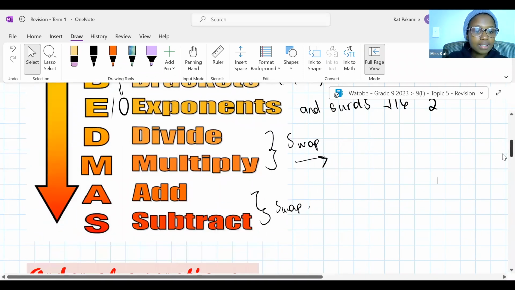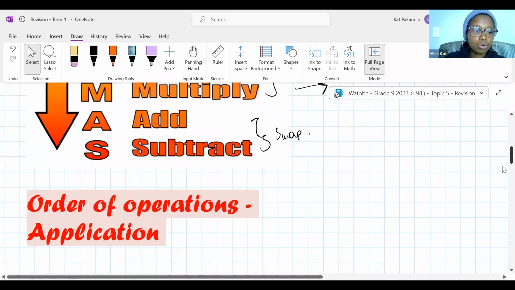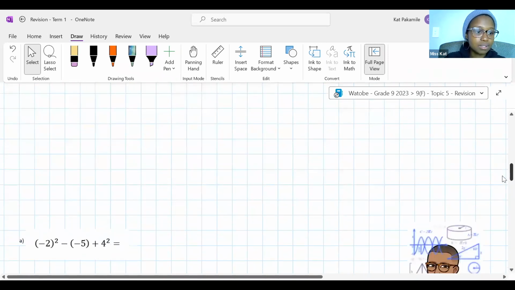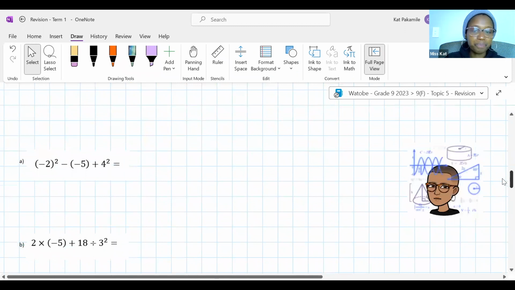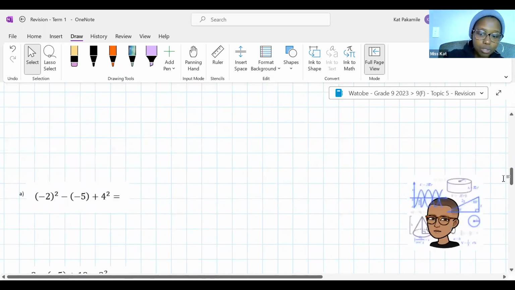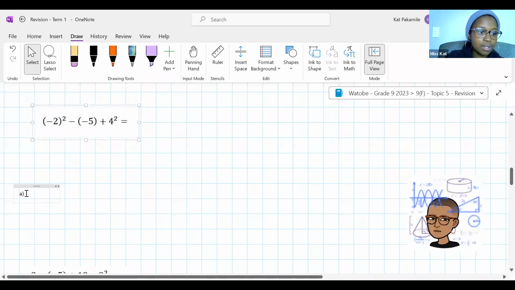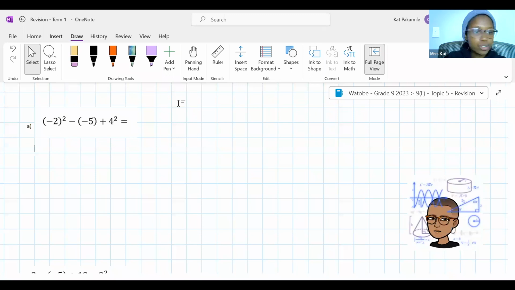So let us apply some of our order of operation rules. Where are my sums? Okay, there's the first one. See, there I am helping you think. I'm so nice, guys. So let us do the first one. I feel like it is not bad. I'm going to put it at the top so that we have space to fill it in. Now, let's talk about BEDMAS that we just viewed.